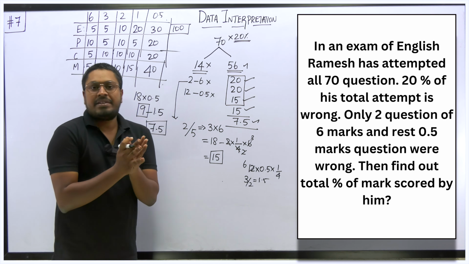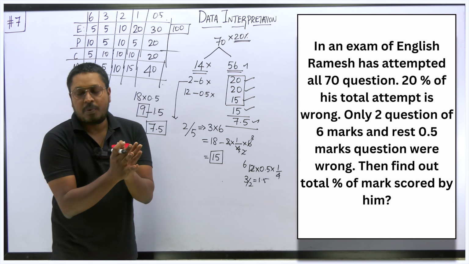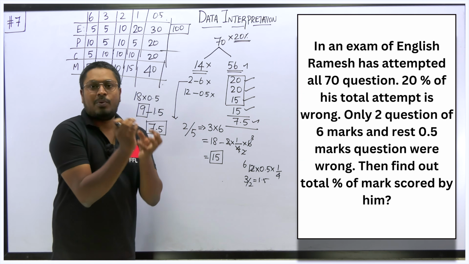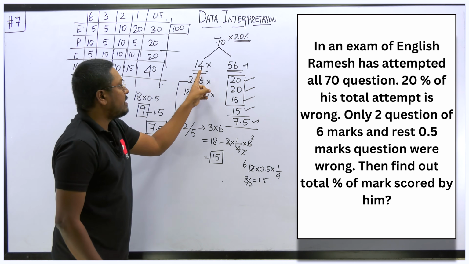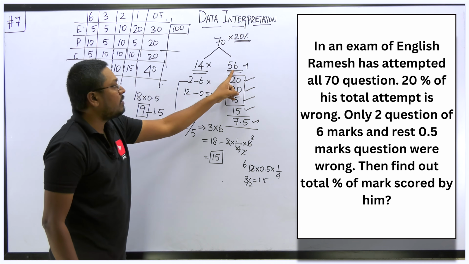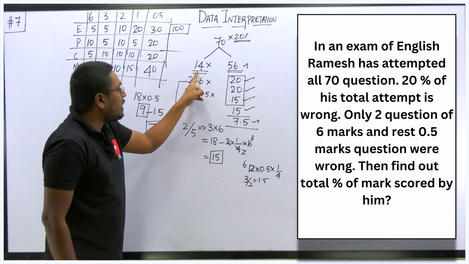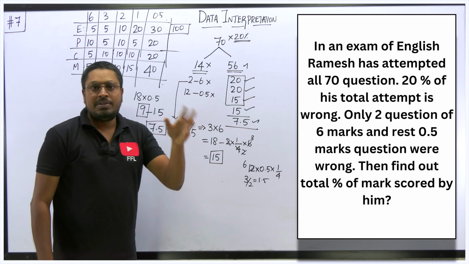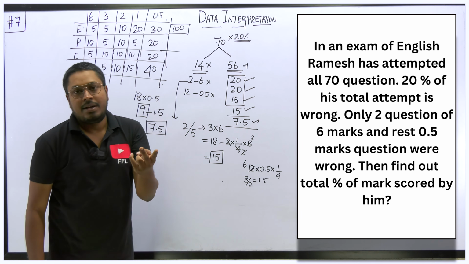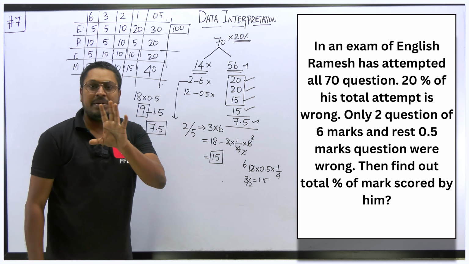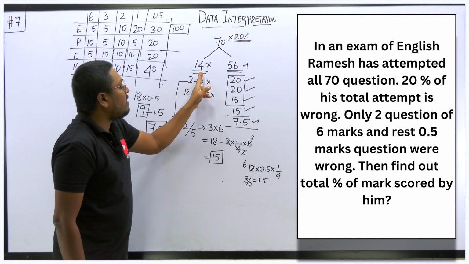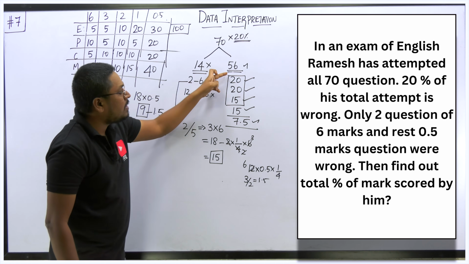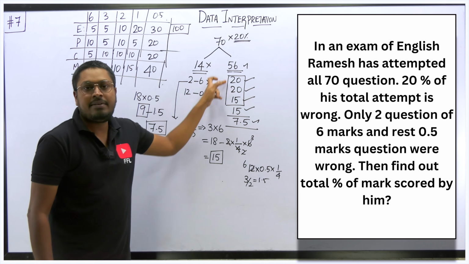So here in the question, what they are saying is, out of 70 questions he attended, 20% were wrong. So out of 70, initially I found 20%. So 20% is 14. So the remaining number of questions will be 56. In these 14 questions, they have mentioned which question marks he made wrong. So 6 mark questions, 2 questions were wrong, and the remaining 0.5 mark questions he made mistakes. So from this point, we came to know that the 3 mark, 2 mark, 1 mark questions he is not at all making mistakes. He is getting full marks here.